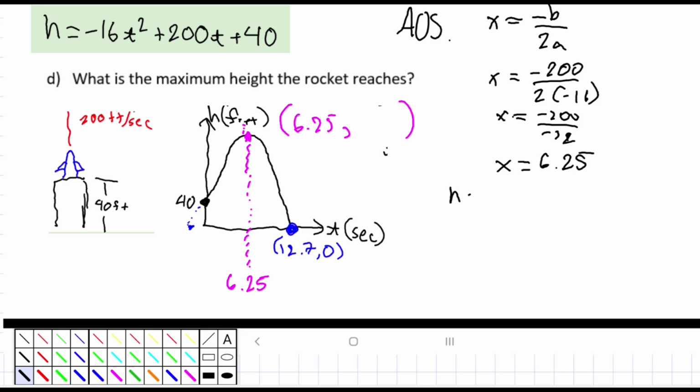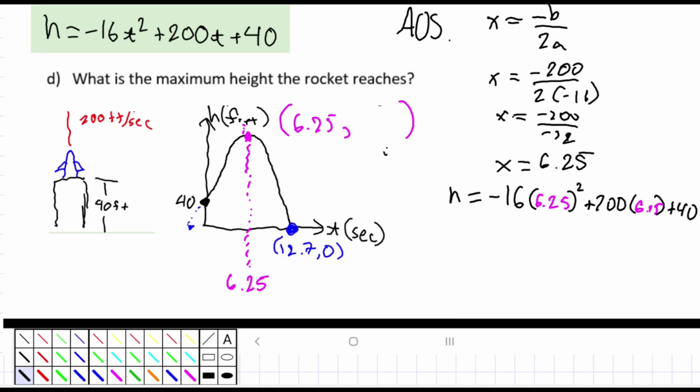So I'm going to go h is equal to -16 t squared plus 200 times t plus 40. So what I'm going to do is put that 6.25 right into my equation where time is. So I'll add it in here. We'll multiply it, substitute it in there, and then I'll just evaluate.